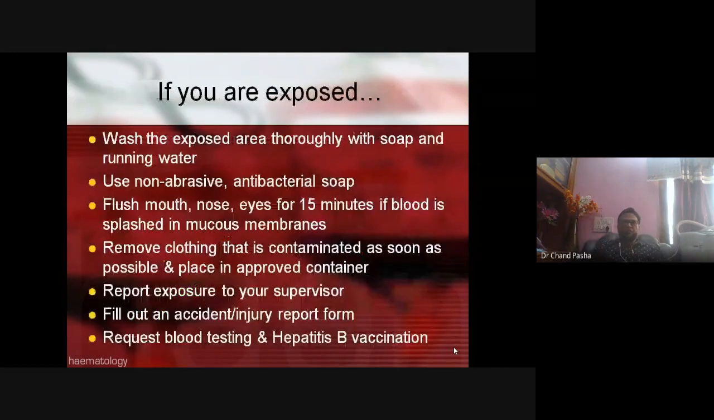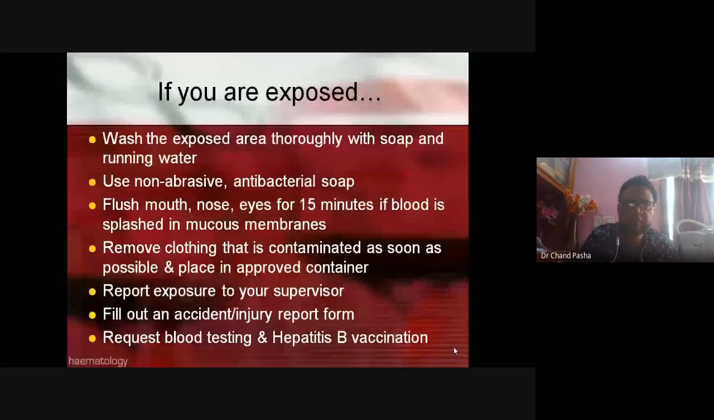So what should you do to prevent blood-borne disease transmission? Wash the hands properly with non-abrasive soap, and flush the mouth, nose, and eyes for 15 minutes if blood is splashed on mucous membranes. Remove contaminated clothing as soon as possible, and report the exposure to your supervisor. Fill out the accident injury report, request blood testing, and hepatitis B vaccination is required.